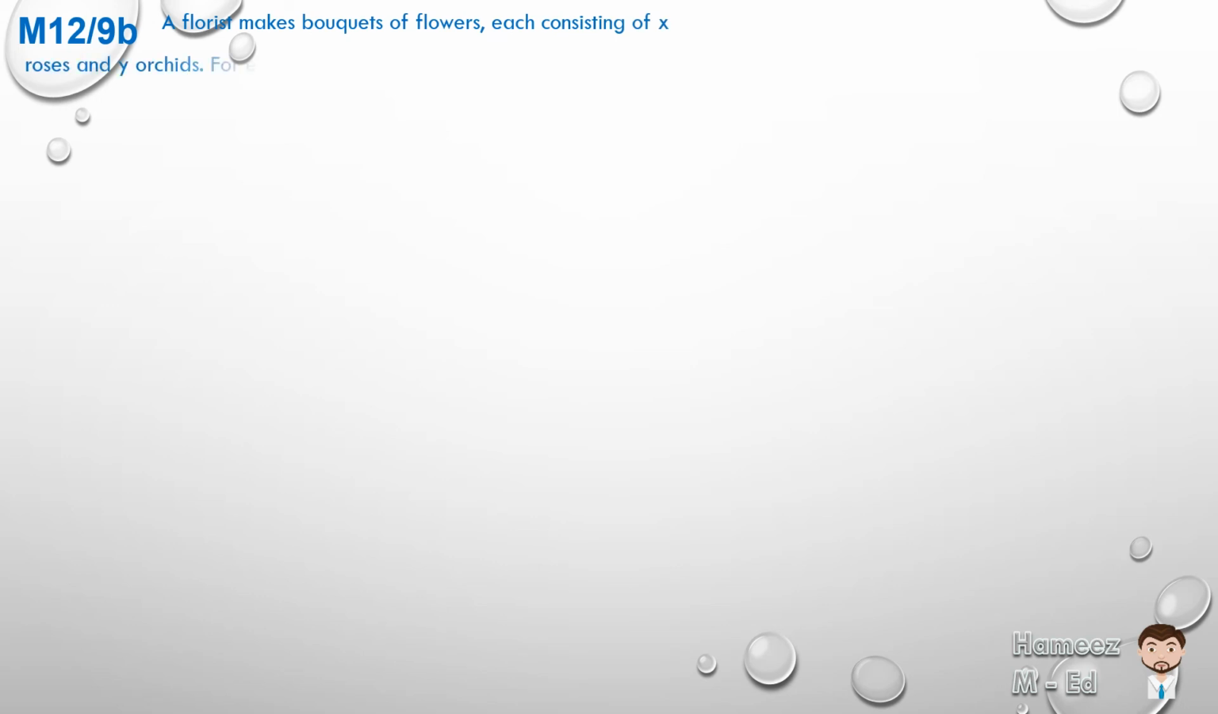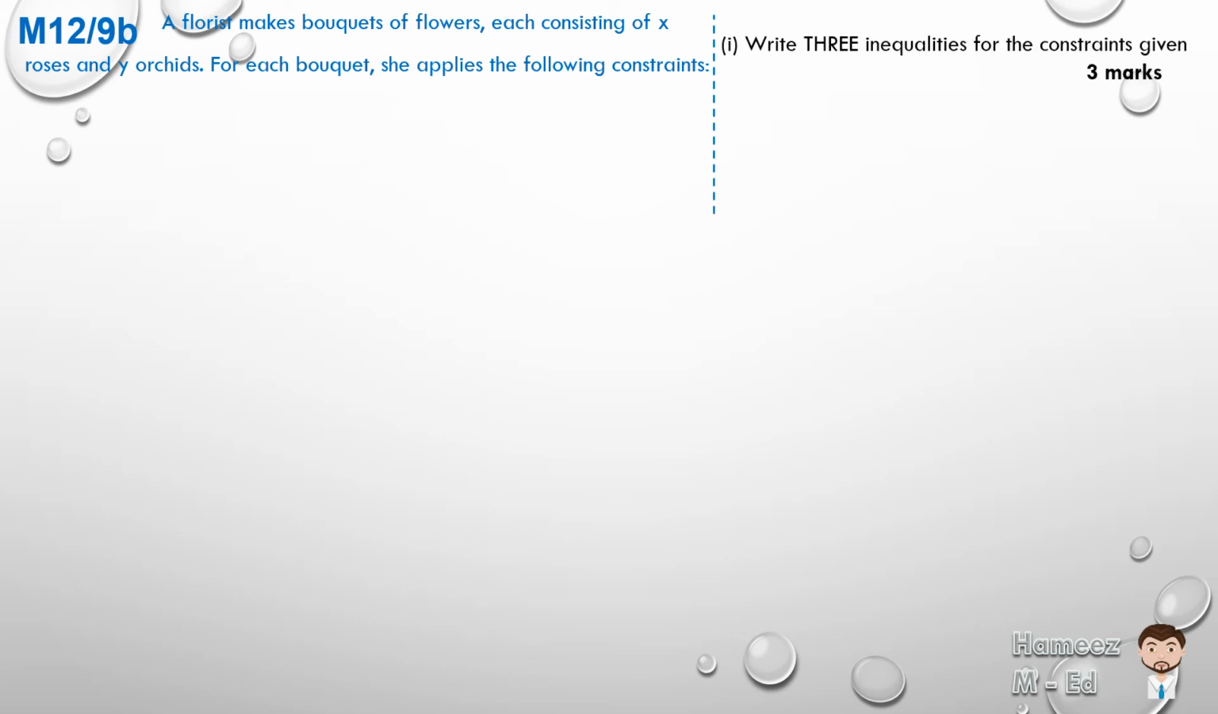May 2012, number 9b. A florist makes bouquets of flowers, each consisting of x roses and y orchids. For each bouquet, she applies the following constraints. Part 1. Write the 3 inequalities for the constraints given. The number of orchids must be at least half the number of roses.